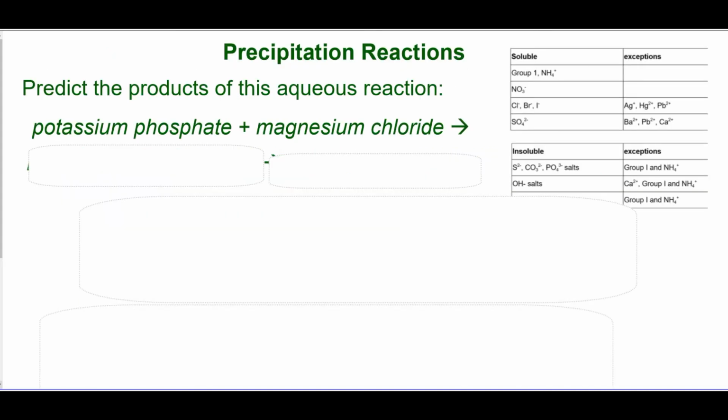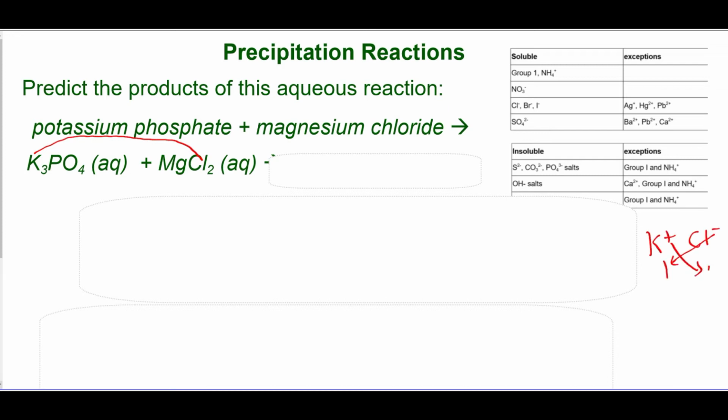Pause the video and write the formulas of the reactants, potassium phosphate and magnesium chloride. Now that we have our reactants written, we need to write the formulas for our products. So we are going to be taking potassium and chloride and writing a formula for that. And then we'll also take magnesium and phosphate and write a formula for that.